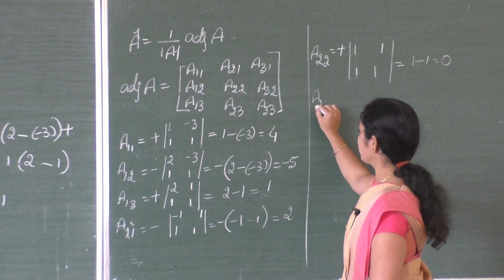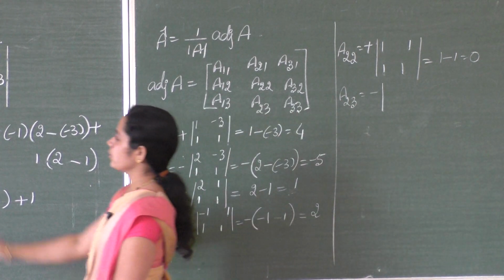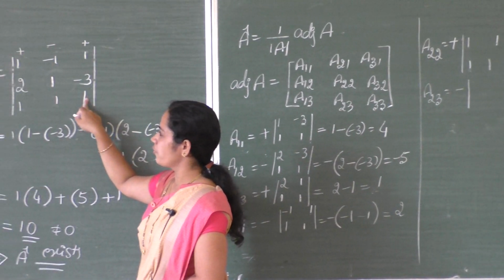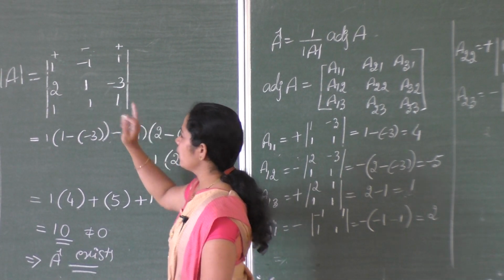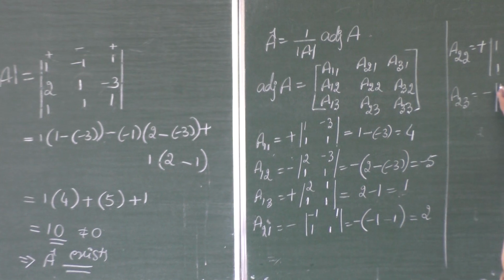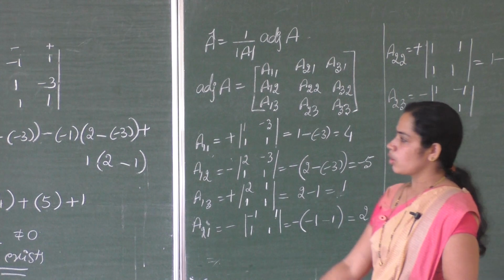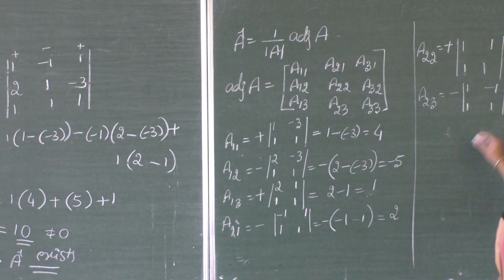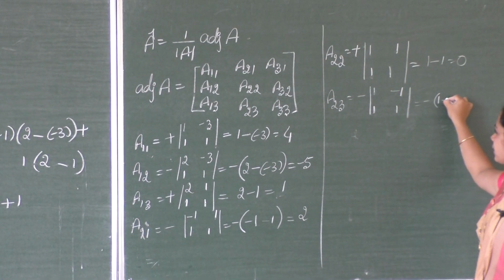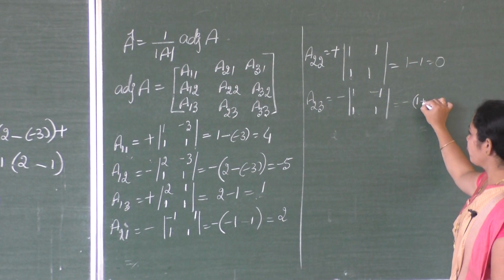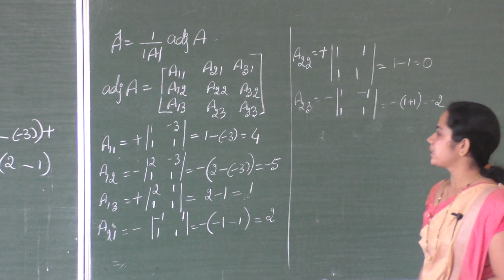Next one is A23. A23 is negative, minus of. Delete second row, first column, what is remaining? Delete this, okay, remaining is 1, minus 1, 1, 1. This is equal to minus of 1 minus of minus 1, it is plus, so this is minus 2.